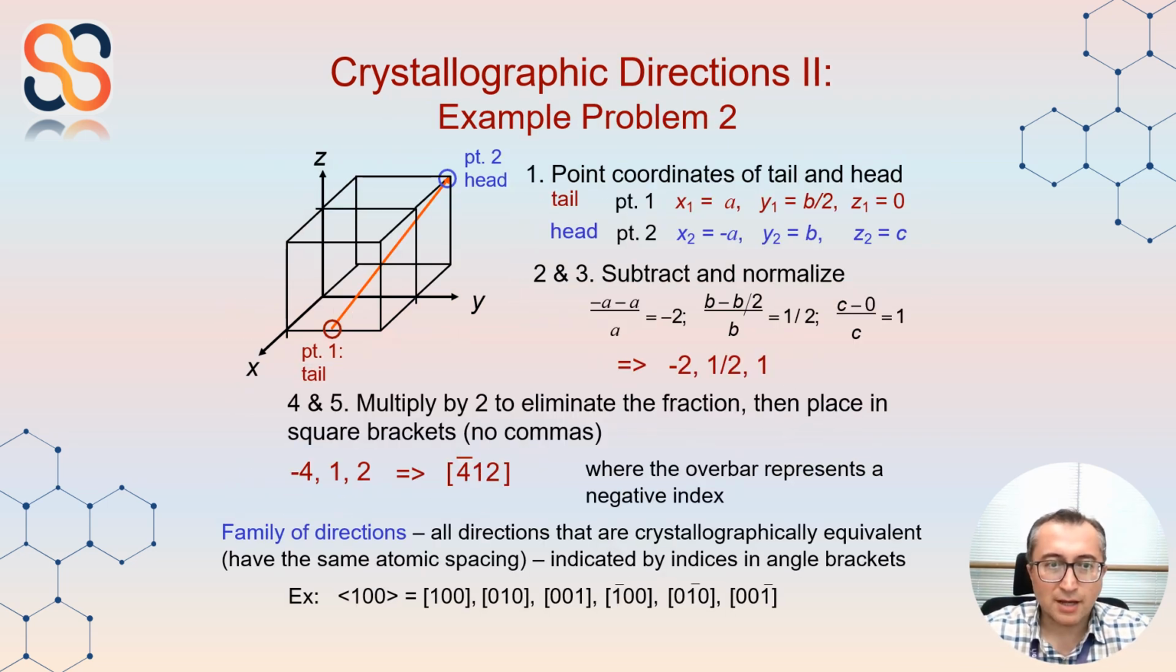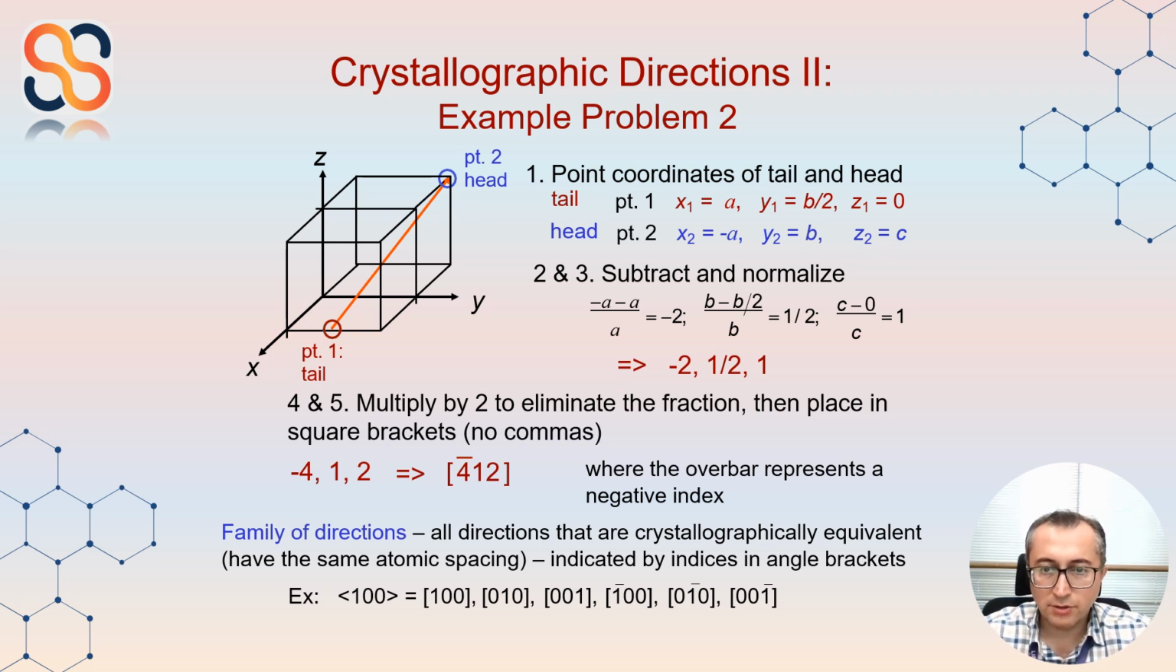Now let's try to solve another problem. If the tail point, point 1, is a, b/2, and 0, and the head point, point 2, is negative a, b, and c, let's subtract the tail point coordinates from the head point coordinates to get negative 2a, b/2, and c. Now let's normalize to get negative 2, 1/2, and 1.